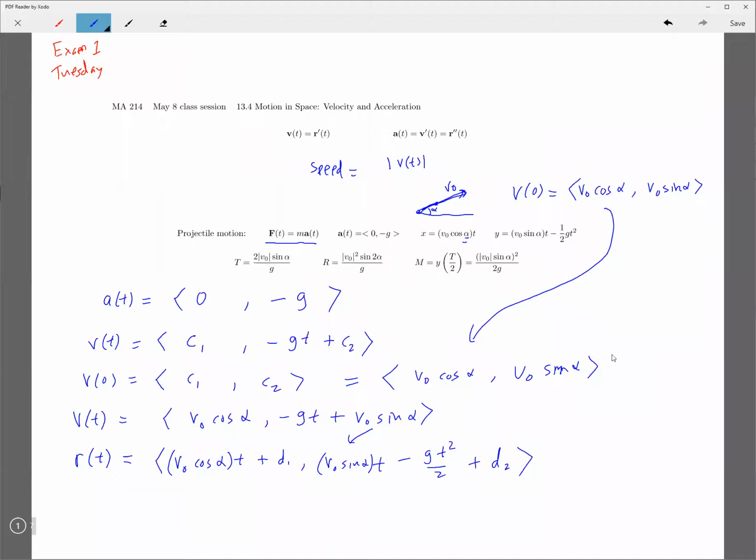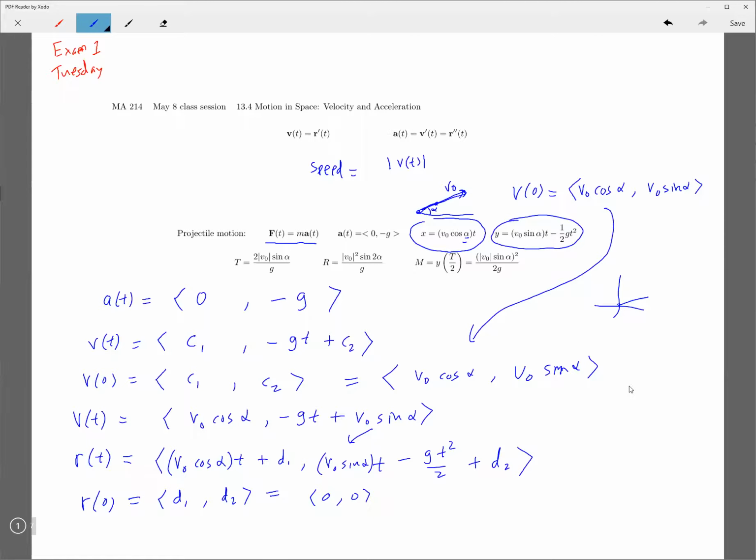But if you're launching it off the ground, if you put a 0 in for t, you're going to get d1, d2. So if you're launching this object from the origin, where this is 0, 0, then those are just going to get wiped away. And so then you end up with just this part. So this is your x component, and this is your y component.